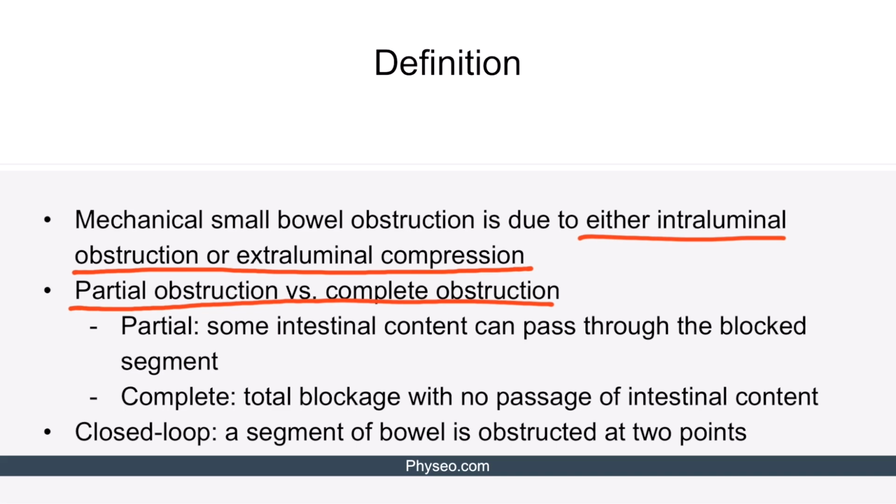Another specific type of bowel obstruction is a closed loop obstruction. This type of obstruction is unique because it occurs when a segment of bowel is obstructed at 2 points, resulting in a closed loop of bowel where no material can enter or exit.